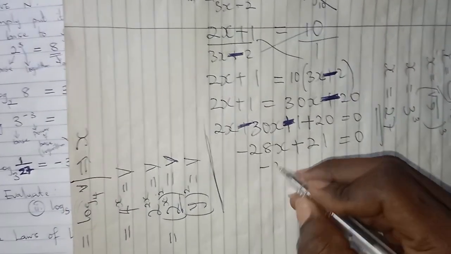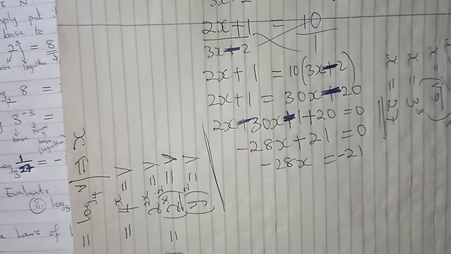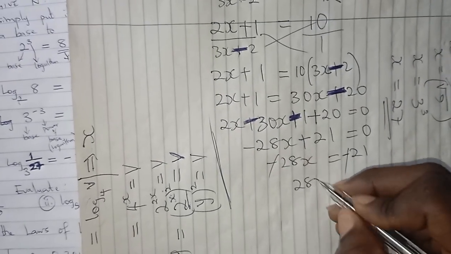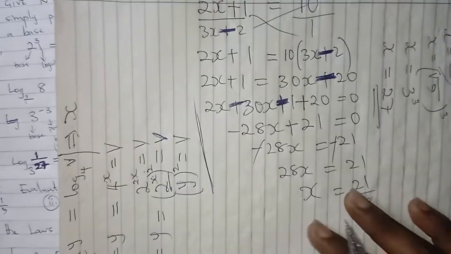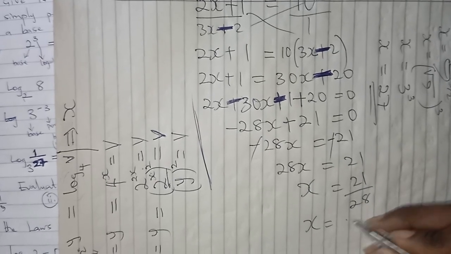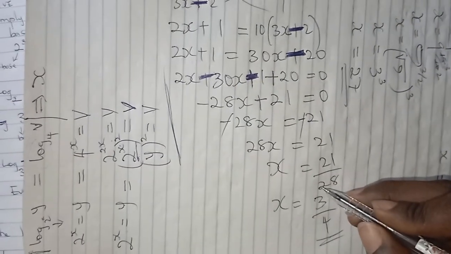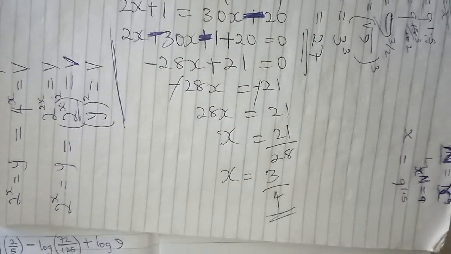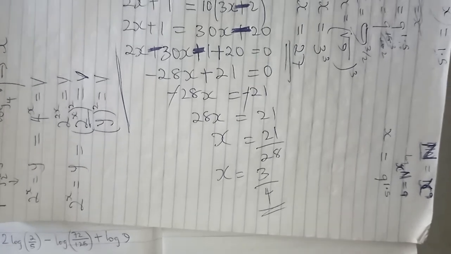So notice that minus 28x can be equal to 21 in minus, that is if you cross the equality sign. This cancels this. So I have 28x equals to 21. x is equal to 21 over 28. And that means that x can be equal to 3 over 4. If 28 is divided by 7, you will get 4, and if 21 is divided by 7, you get 3. So there you have it.